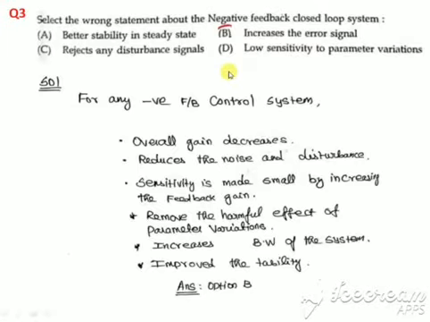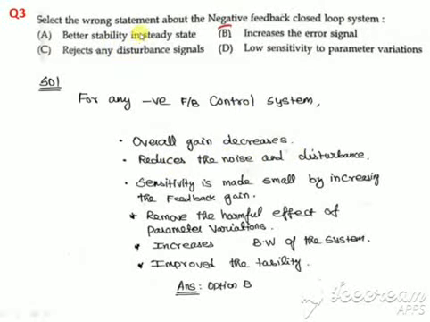Question number 3. Select the wrong statement about the negative feedback control closed loop system. A, better stability in steady state; B, increase the error signal; C, reject any disturbance signal; D, low sensitivity to parameter variation. The main point is that we need to identify the wrong statement. Some points about negative feedback: overall gain decreases, and it reduces noise and disturbance. So this is correct.